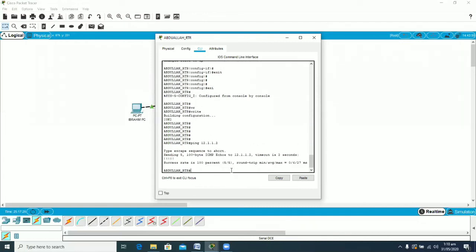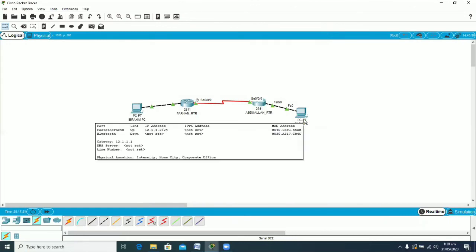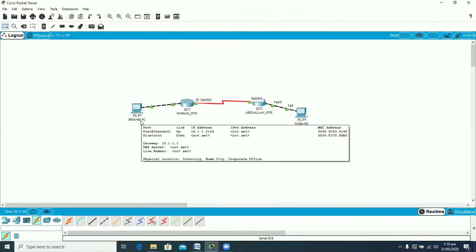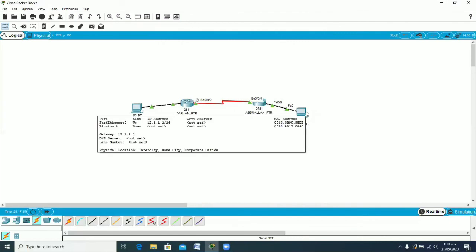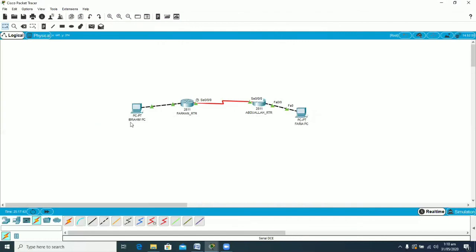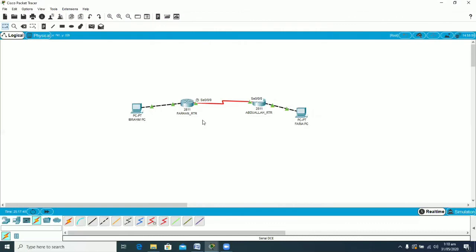So pinging is completely successful, but one thing you should be bearing in your mind that we cannot at present ping Faria till Ibrahim because these are on different networks. Faria is at 12.1.1.0 network and Ibrahim is at 10.1.1.0 network. So you cannot ping unless you have incorporated routing between these networking devices.